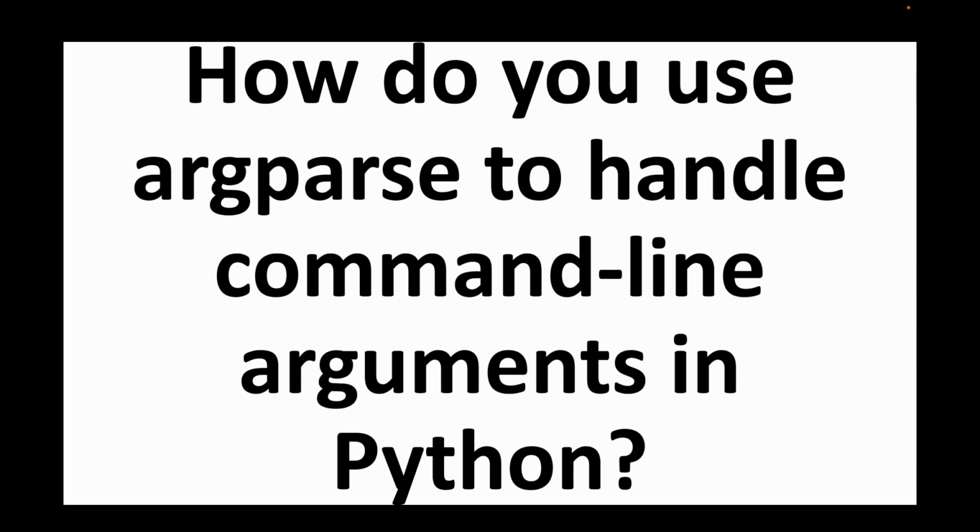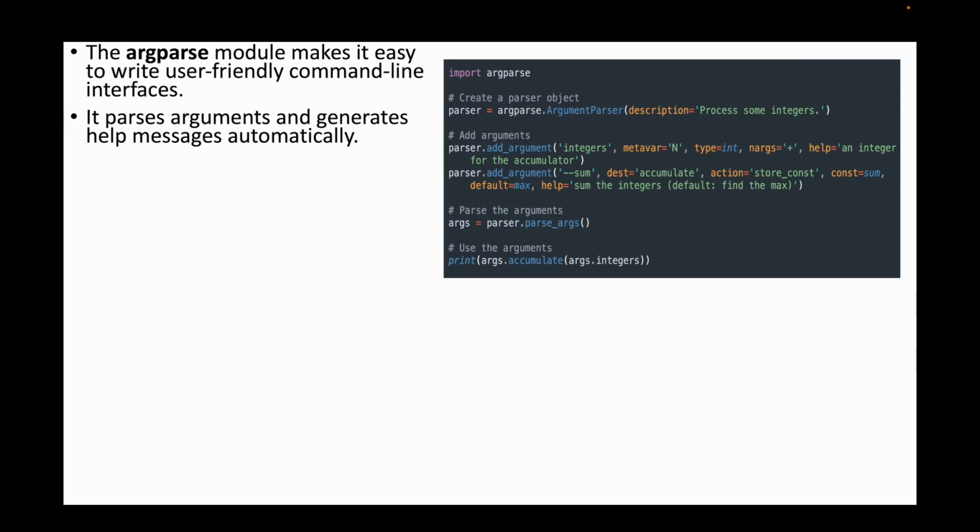The next question we have is, how to use argparse to handle command line arguments in Python. The argparse module can be used when you want to write very user-friendly command line interfaces using Python. It will basically parse the arguments and generate help messages automatically. If you want to accept arguments from the command line, we can make use of this module.